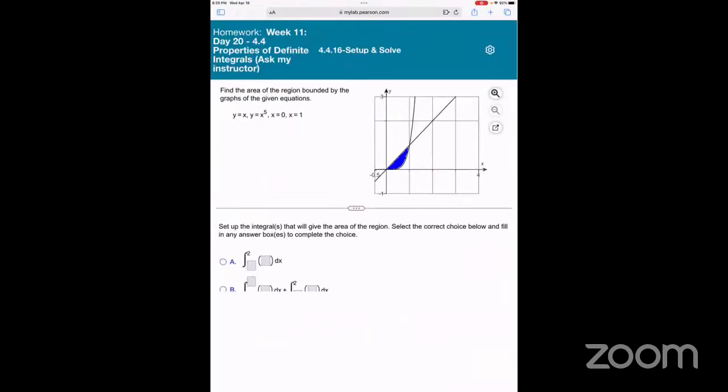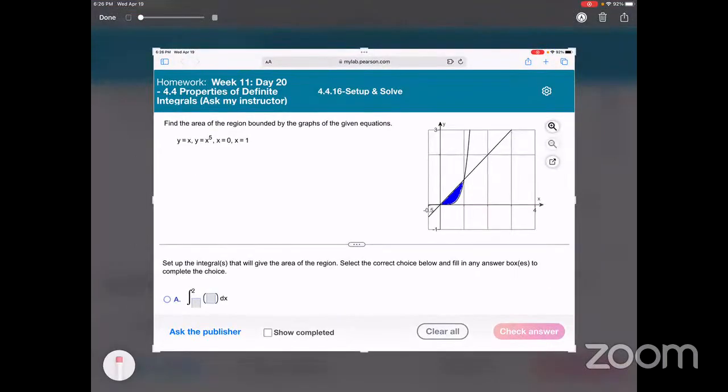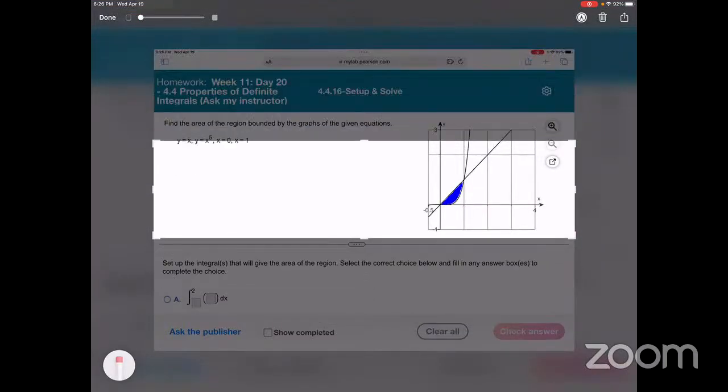All right. Set up and solve. Find the area of the region bound by the graphs of the given equations. So one graph looks like it's y equals x. The other is y equals x to the power of 5. And we want to evaluate as x goes from 0 to 1. Okay, we can do this. I'm going to just work out the whole thing and then I'll come back and fill in the parts. So let's start by getting a screenshot. We only need it from about there to here. Okay. I'm going to copy and delete.